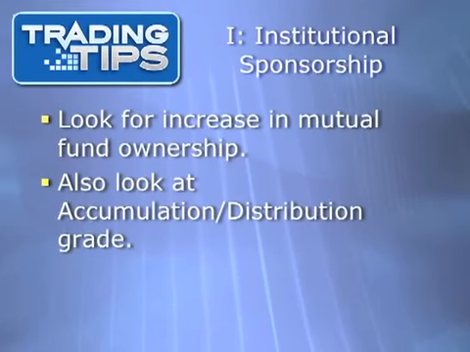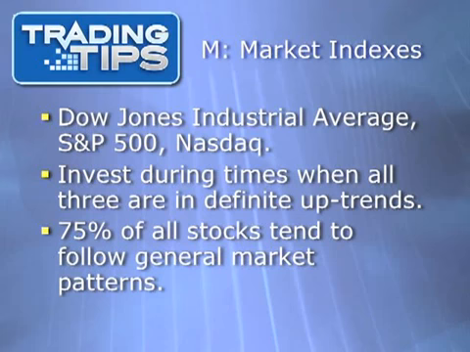I stands for institutional sponsorship. Here we're looking mostly at mutual funds, and we want to see an increase in ownership over the past few quarters. Also, the accumulation distribution rating, published by Investors Business Daily, is also helpful. Finally, M stands for market indexes, namely the Dow, the S&P 500, and the NASDAQ. The CANSLIM system advises investing during times of definite uptrends for all three indexes, as 75% of stocks tend to follow the general market pattern.